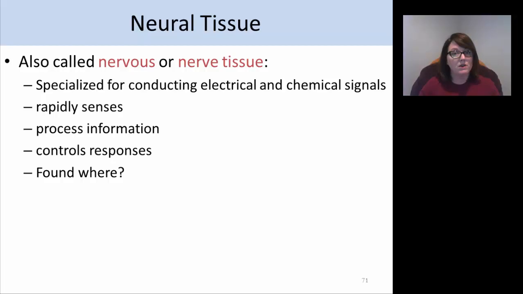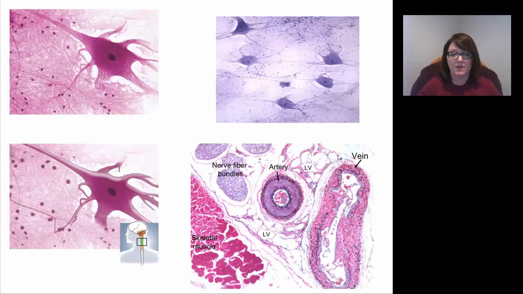But we also find nervous tissue in our special sense organs, like our eye, ear, nose, mouth. And we also find nervous tissue embedded in other tissues. For example, we have nervous tissue in our skin, which helps us to detect things like pain and touch. So all three of these are showing you different examples of nervous tissue.